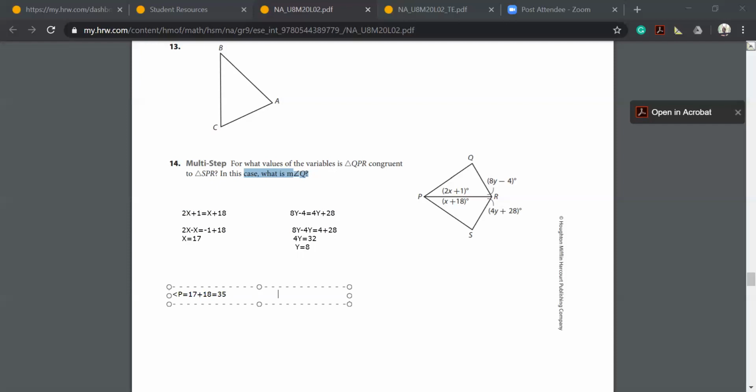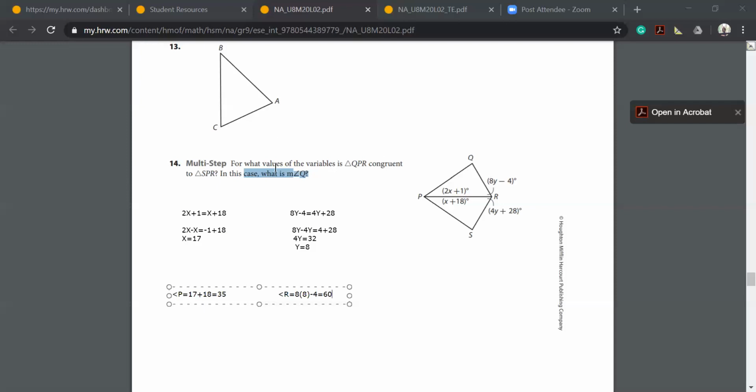Moving on to measure angle R. Angle R will be the same thing. Let's substitute in any one. Let's substitute in 8y minus 4, for example. So 8 multiply 8 minus 4. The answer will be 8 multiply 8 is 64, yes, 64 minus 4. The answer will be 60 degrees. So the answer is 60 degrees.